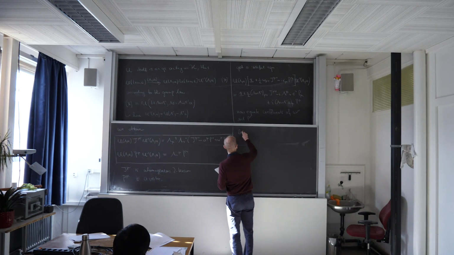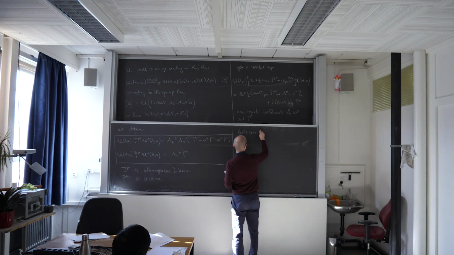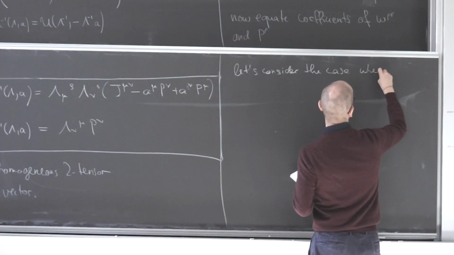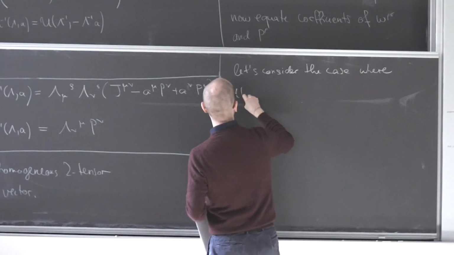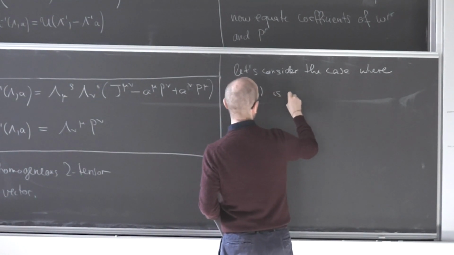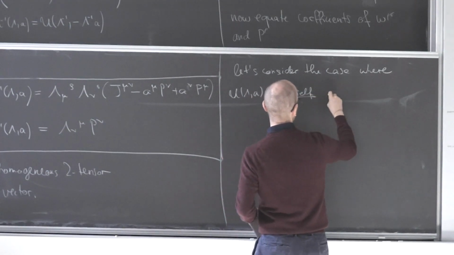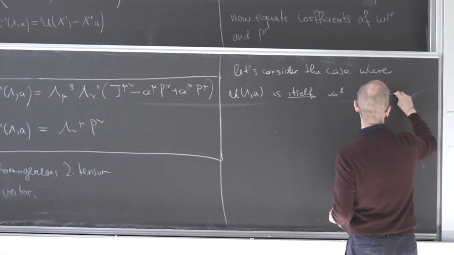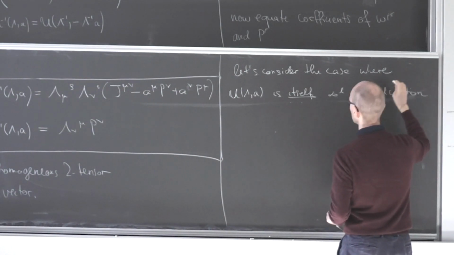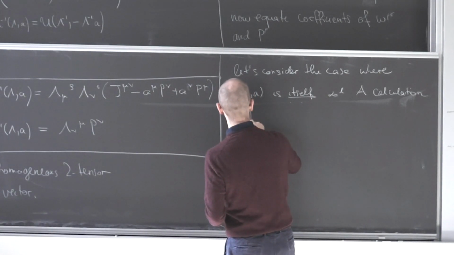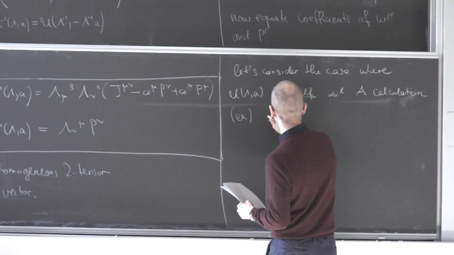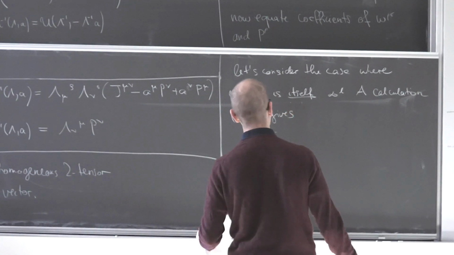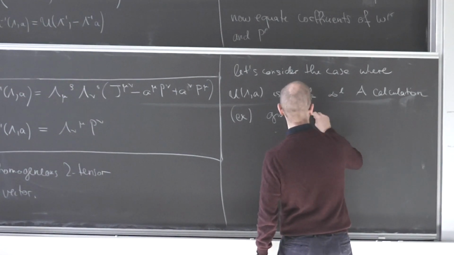So let's consider the case where U of lambda a is itself infinitesimal. A calculation, and I think I have put this on the exercise sheet, then gives the following. Well, let's just say, no secret, it gives the Poincaré algebra.